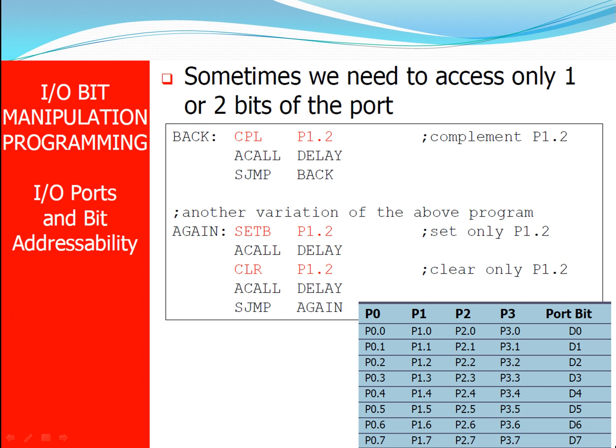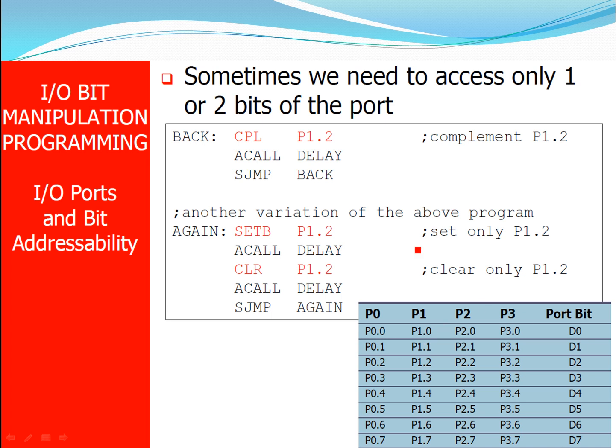Hello everyone. In the previous video, we saw how to send and how to receive data from a particular port. Continuing with that, in this video we'll see how you can access a particular bit in a port. Because we already know that all the ports P0, P1, P2, P3 are byte addressable as well as bit addressable. That means we can access a particular bit in a port without disturbing the other bits.